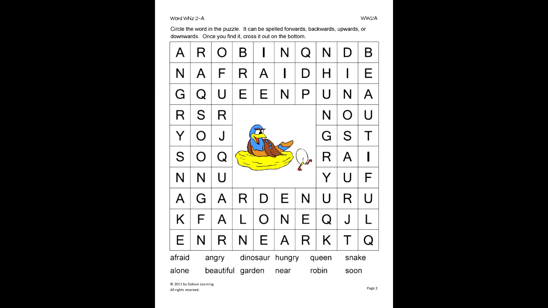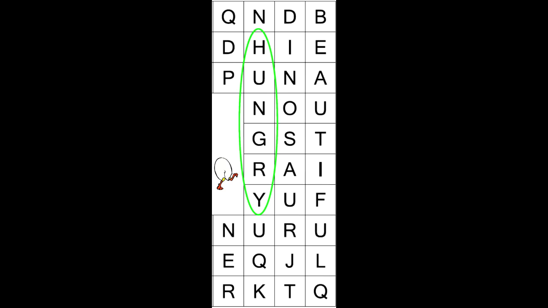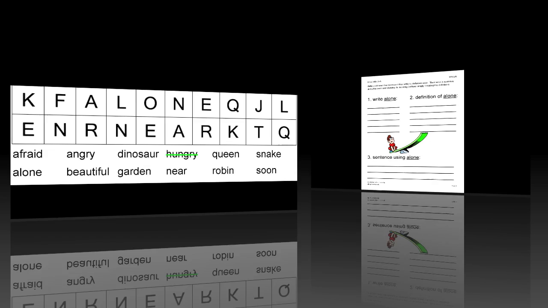For this activity, the student will circle the word in the puzzle. Remember, it can be spelled forward, backward, upwards, and downwards. If you find it, cross it out on the bottom. As an example, we will find the word hungry. So once we find it, we circle the word and cross it out in the word bank.